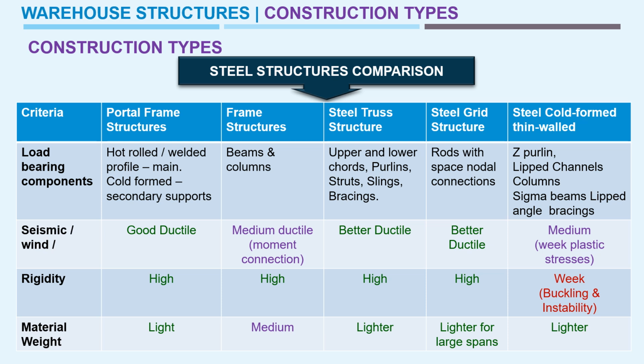And steel truss structure is always lighter, and steel grid structure is always lighter than all the other categories. And steel cold form is also lighter because the section thicknesses are very small, maybe it won't go beyond 3 mm. So this is also a lighter section.